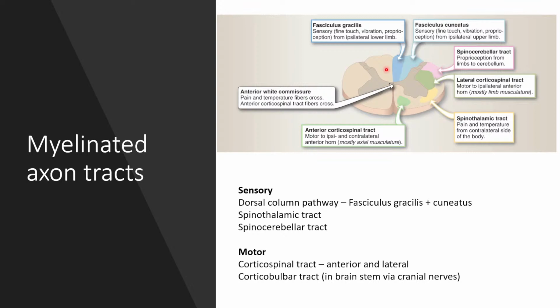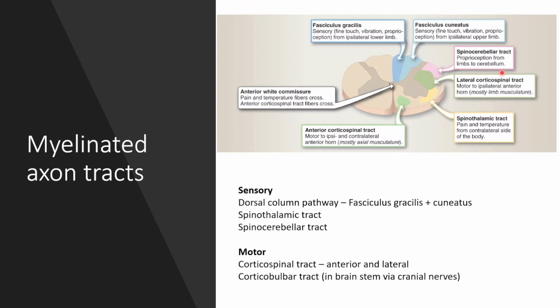And the differentiation here is to do with the different segments having different shapes and different sizes. So gracilis is the legs, cuneatus is the upper body. Then we have the spinocerebellar tract. And this is proprioception from the limbs to the cerebellum. This is how the cerebellum knows that you're balanced, and it takes inputs from the tendons, from the muscle spindles within the muscles to sort of ensure that it knows the joint position.